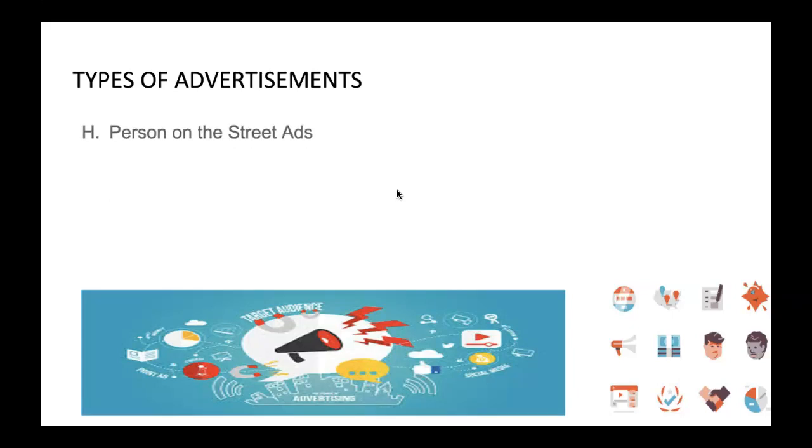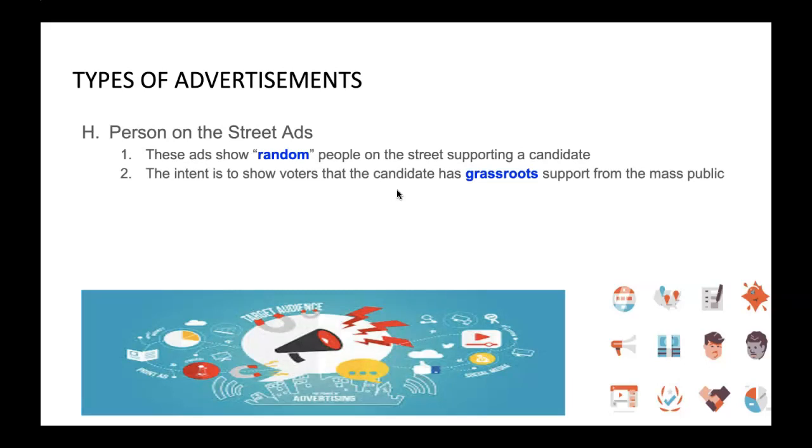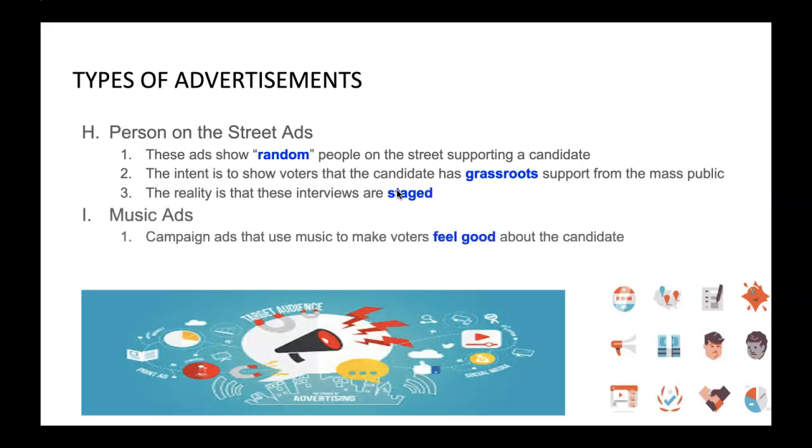Additionally, there might be person-off-the-streets ads, and these ads show random people on the street supporting a candidate. Although the intent is to show voters that a candidate has grassroots support from the mass public, in reality these interviews are often staged, and the people being interviewed for the commercials aren't so random after all. There also might be music ads, where a campaign adds music to make voters feel good about the candidate. Often there's no real political issue or substance shared with the voters, but the music can help consummate any deficits or shortcomings with the ad itself.